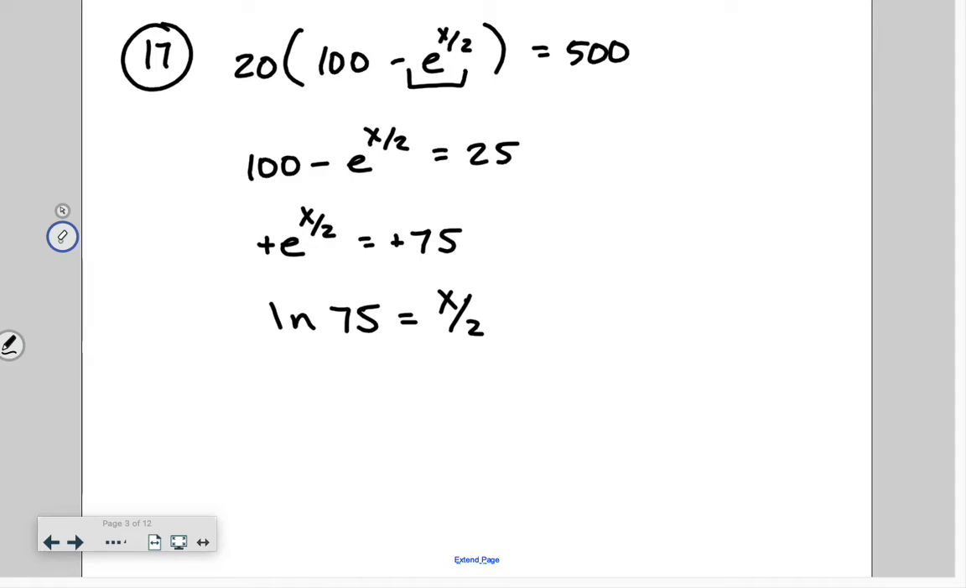Tita, question? 13 and 17 on the bottom. Okay, let's take a look at those. So let's go to the bottom. Let's go to 13. Now we're looking at log equations.